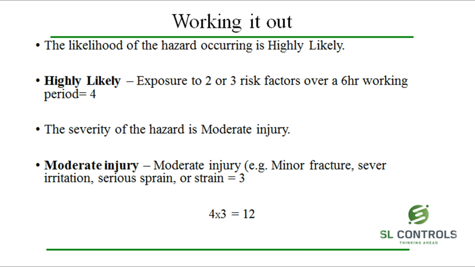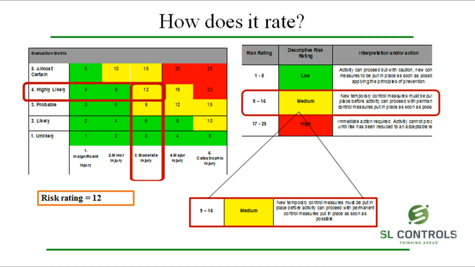When multiplied together, they give a risk rating of 12, which is a medium priority, so controls need to be put in place. As it is a medium risk, a new temporary control measure must be put in place before activity can proceed, with permanent control measures put in place as soon as possible. So how do we monitor the implementation of the controls for all risks? We will now take a look at this in the next section, in implementation.